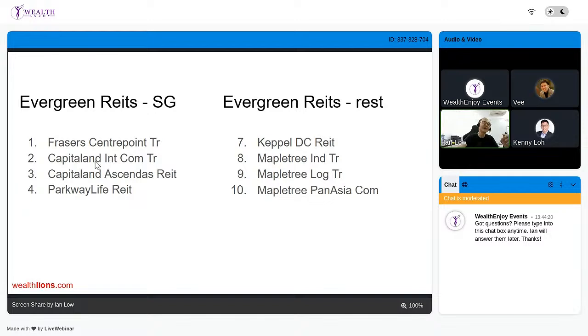CapitaLand CICT is almost or completely Singapore. Ascendas is like 80% Singapore. Capital DC is also very high in Singapore, something like 80%. Mapletree Industrial is like 60% Singapore. I favor Singapore counters in short.